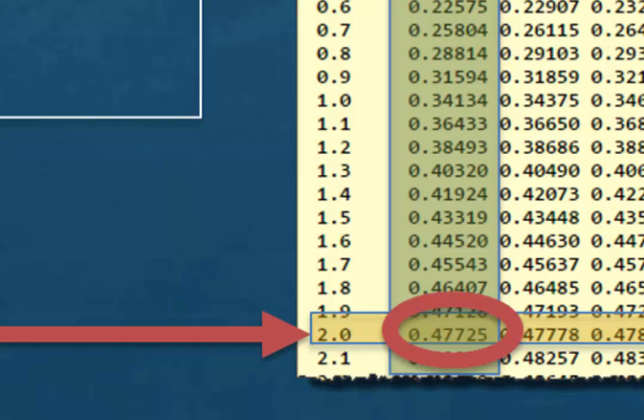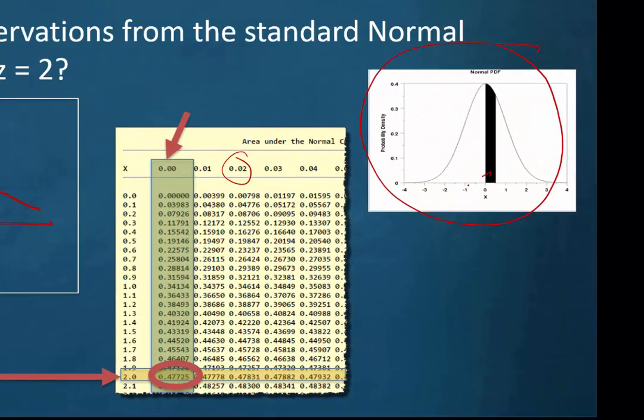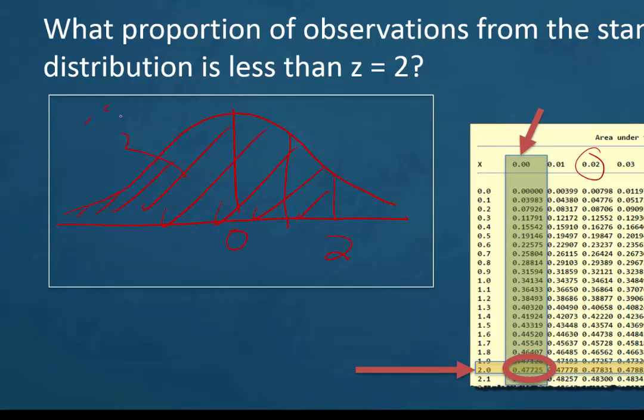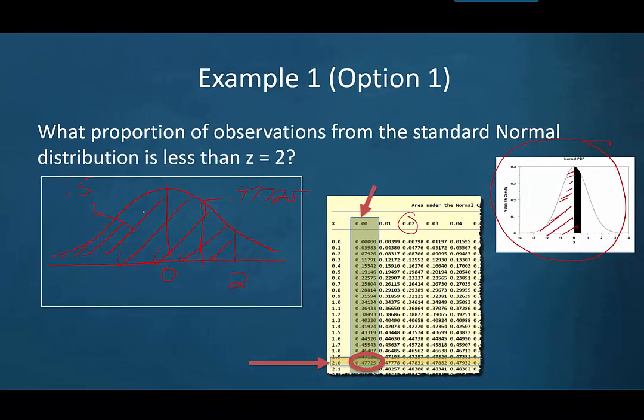Now notice I need to add this to what? I need to add this to 0.5, because what the table doesn't show me is that this is just from 0 to that value of 2. I don't want just the area from 0 to 2. I want everything. So all of this here is 0.5, and this part here was the 0.47725. When we add them, we get 0.97725. So that area is the sum of these two values, or 0.97725.